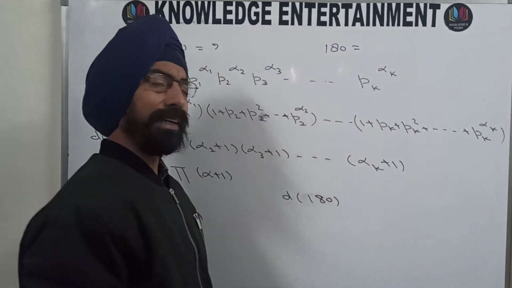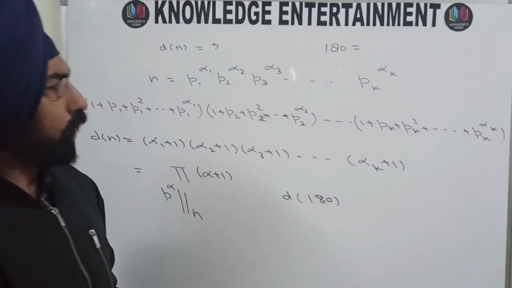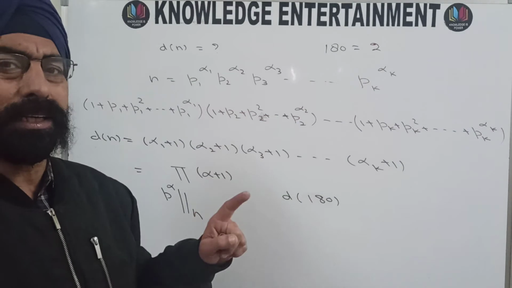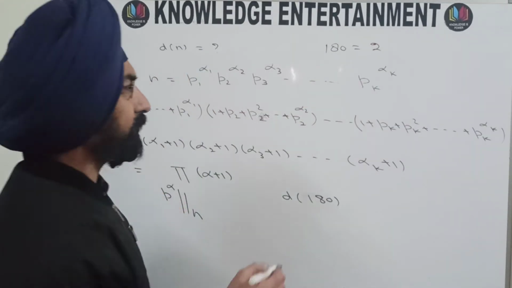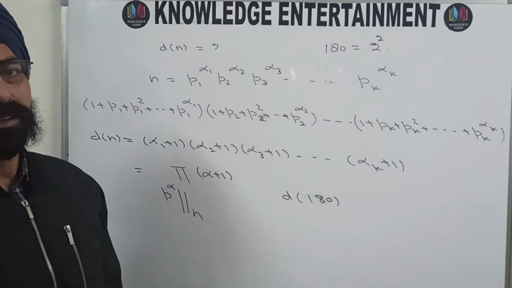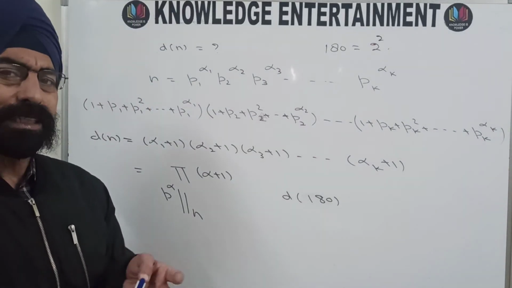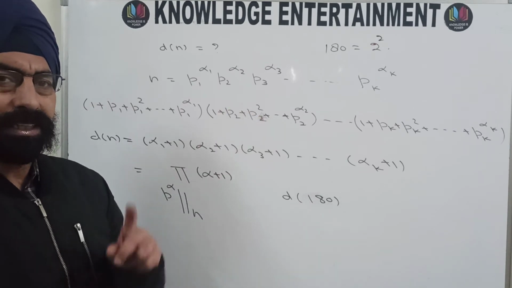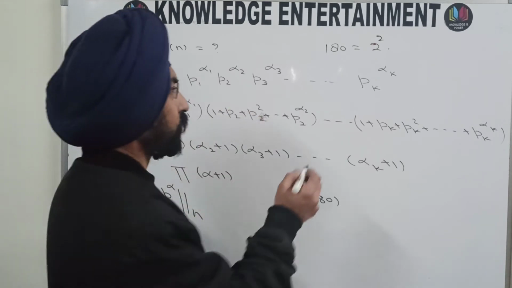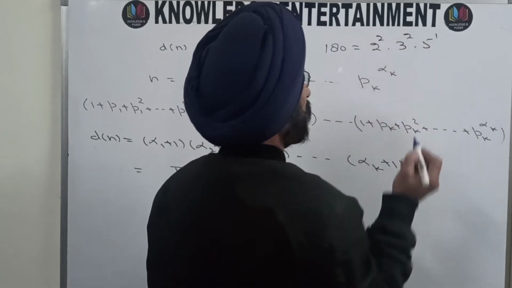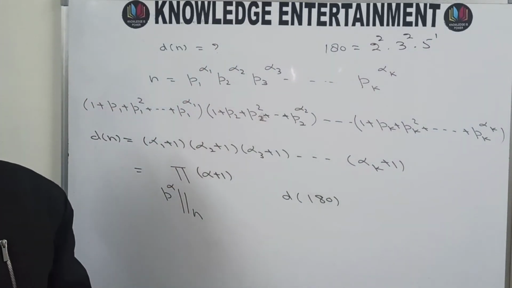Try to write 180 in canonical form. How many powers of 2 will be there? One power of 2 will reduce it to 90, the second power will reduce it to 45. So it is 2 squared. Now we are left with 45. The next prime is 3. One 3 will reduce it to 15, the second 3 will reduce it to 5. So it is 3 squared and 5 to the power 1. This is the canonical form of 180.